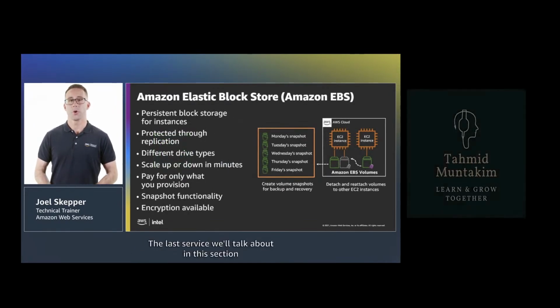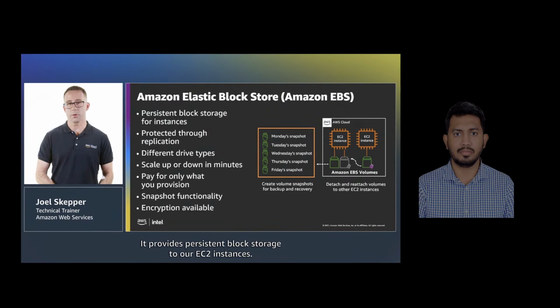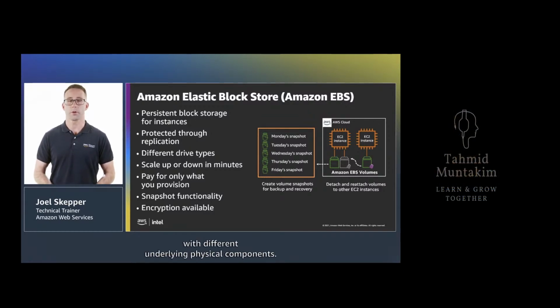The last service we'll talk about in this section is Amazon Elastic Block Store, or EBS. We saw how this service is used with EC2 earlier. It provides persistent block storage to our EC2 instances. EBS volumes come in a variety of different types with different underlying physical components. This allows you to apply an appropriate volume type to your workload.